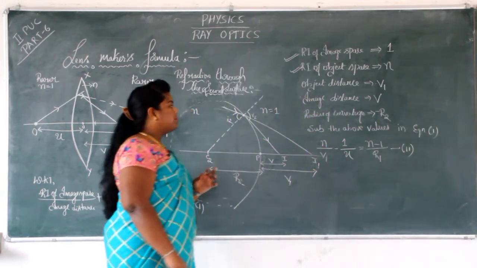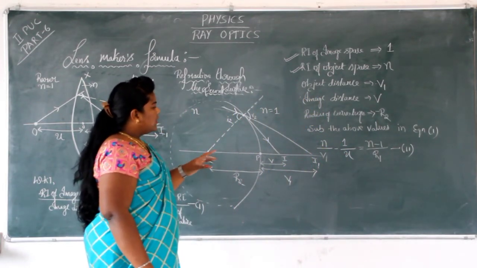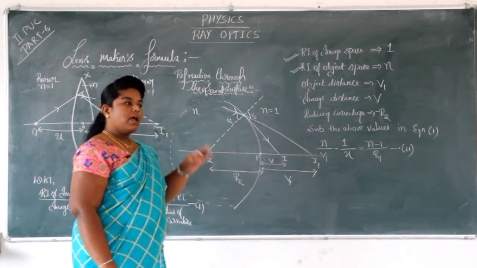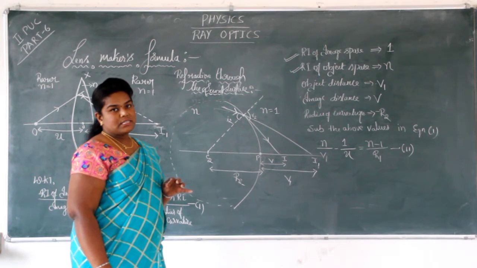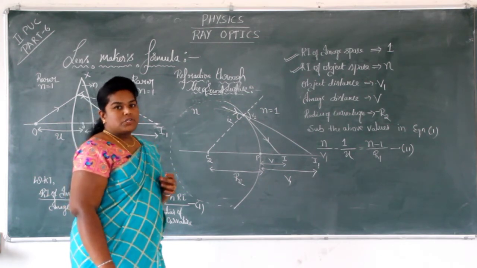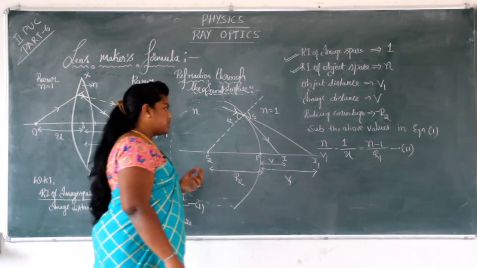And one thing you should remember, according to the sign convention, real object and real image distances are taken as positive, and virtual object and virtual image distances are taken as negative.